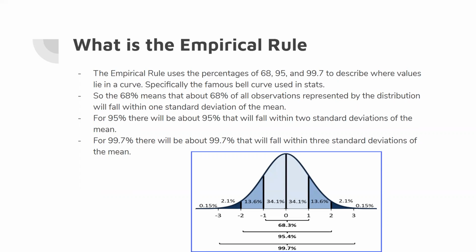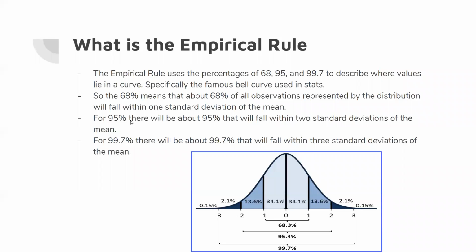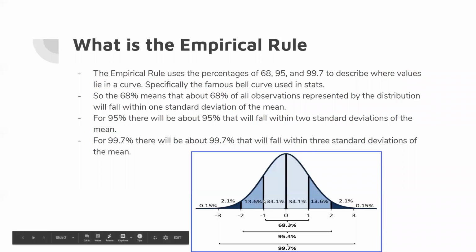So the 68% means that 68% of all observations represented by the distribution fall within one standard deviation, as below right here, 34.1, 34.1, this is that 68%. For 95%, about 95% will fall within two standard deviations of the mean. So it will fall between this standard deviation and this standard deviation on both sides of the bell curve. So this is your 95%.